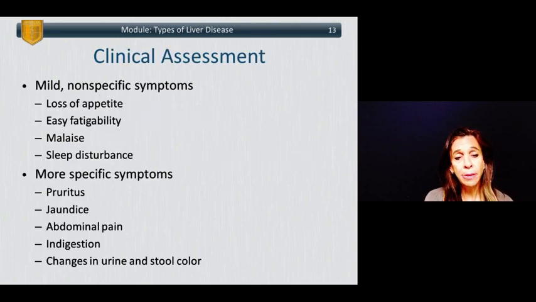The clinical assessment starts with just symptomatology. The mild nonspecific symptoms of liver disease include loss of appetite, easy fatigability, malaise, and sleep disturbances. More specific symptoms include pruritus or itching, jaundice, abdominal pain, particularly right upper quadrant pain, indigestion, and changes in the color of urine and stool. The urine gets dark and the stool gets light.